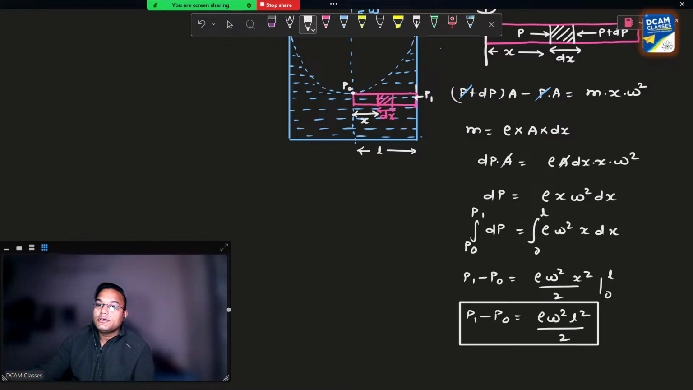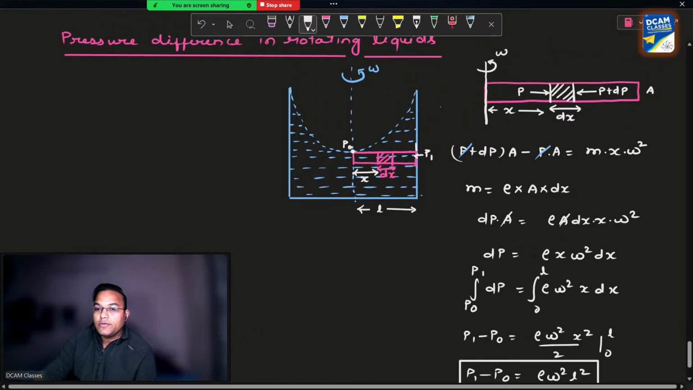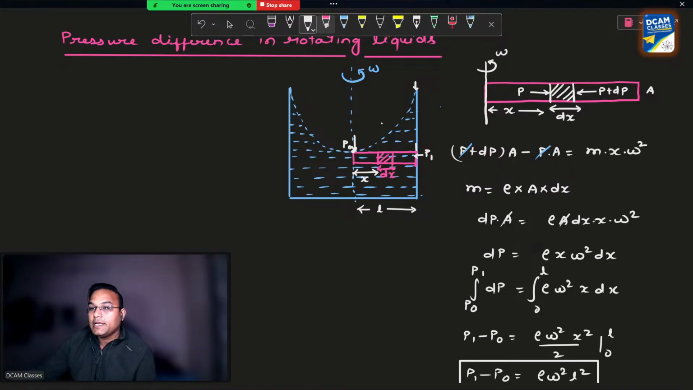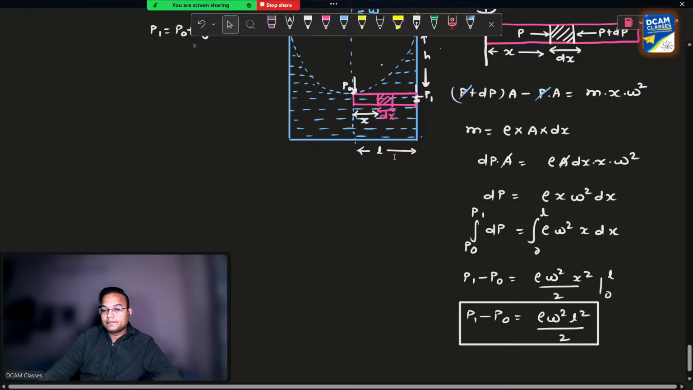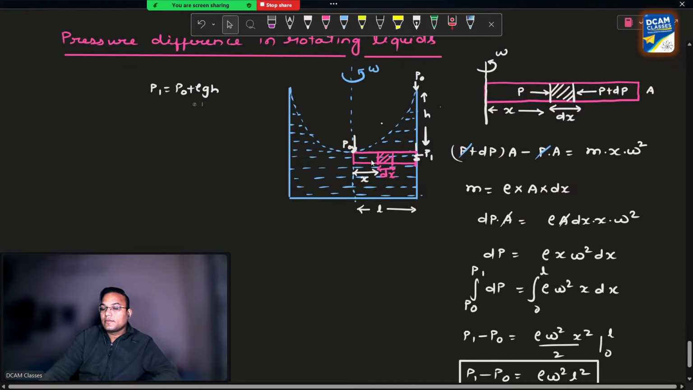Why have I written P naught? Because this central part is open to atmosphere, and this is also open to atmosphere, so the pressure here will be P naught. But pressure at this bottom point won't be P naught. That's why I put the value as P1. If I had given this height h, then I would be able to write P1 will be equal to P naught plus rho g h. That's another thing. But right now this pressure P1 is not equal to P naught. That's why I have written this relation. Correct? So the difference of pressure is this.